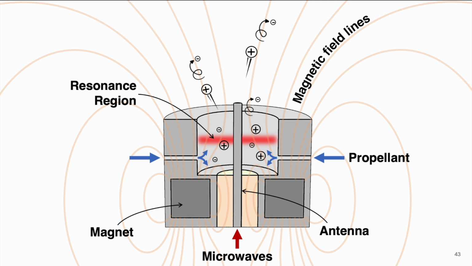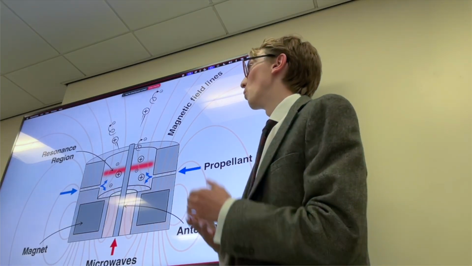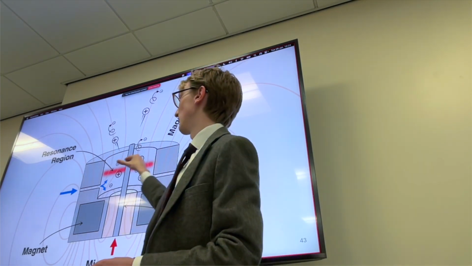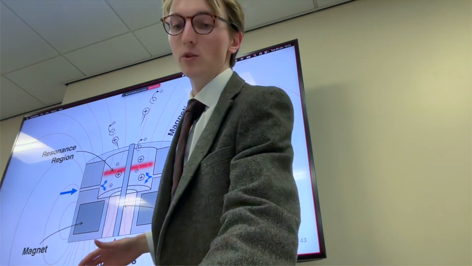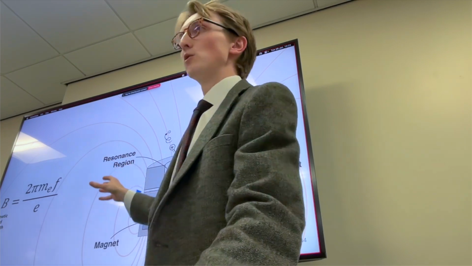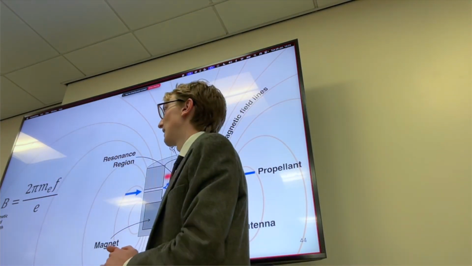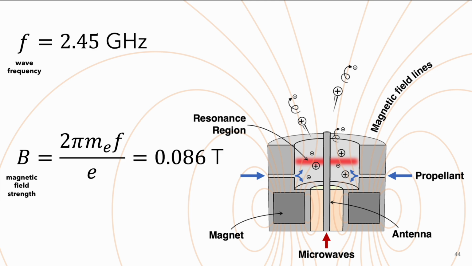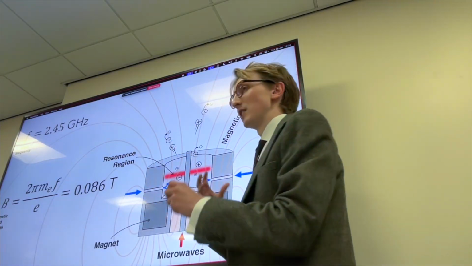So if we want to know why we have this thin resonance region here, and why it's specifically in the middle of our thruster here, we need to examine this equation, in which B here is the magnetic field strength at which resonance occurs. And of note, it is dependent on f, which is the frequency of our microwaves. Specifically here, it's 2.45 gigahertz. So if we put that into the equation, we get 0.086 Tesla, which is the magnetic field strength at which we're getting this resonant heating.